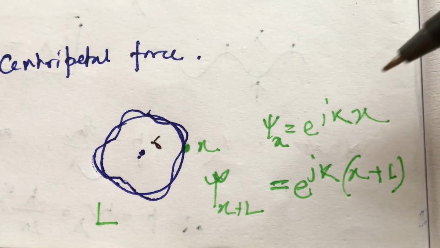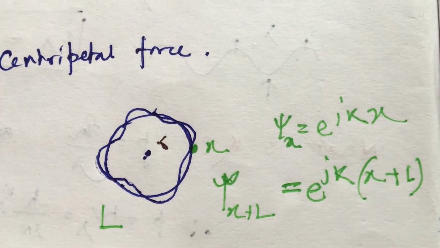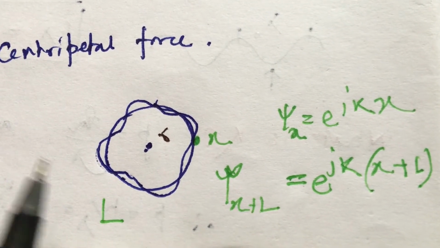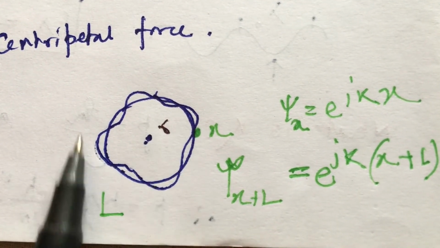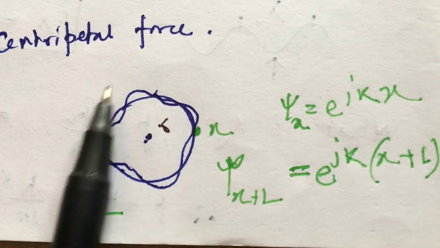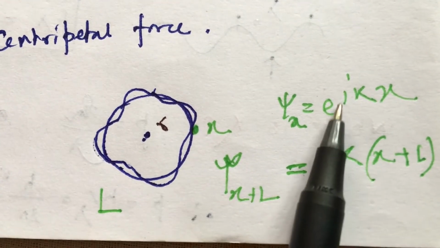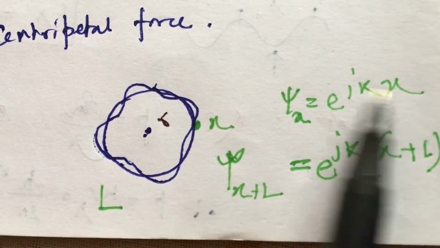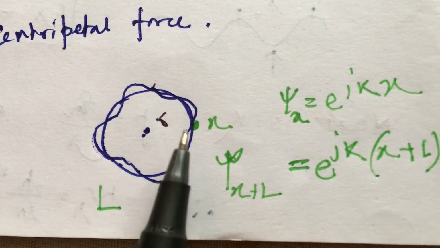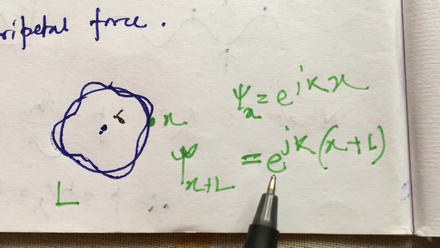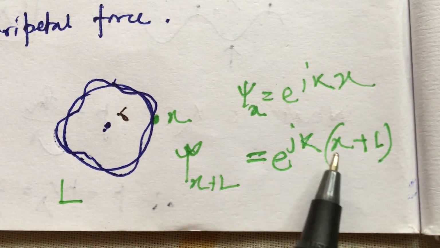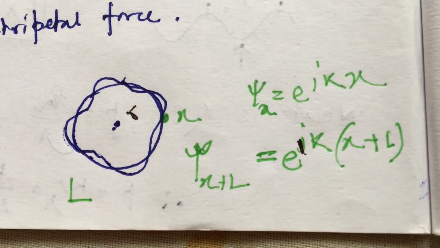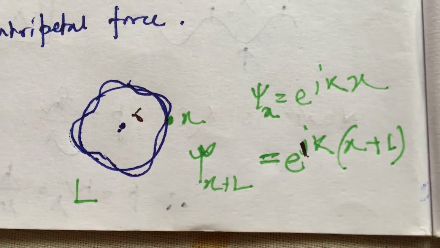And after one complete revolution, the electron again comes here, and in the meantime it has already traveled a distance of L meters. So these two wave functions at this point are psi(x) equal to e to the power i kx, and after traveling a distance of L, the wave function will look like e to the power i k (x plus L). This is i, this is not j, and these should be equal.